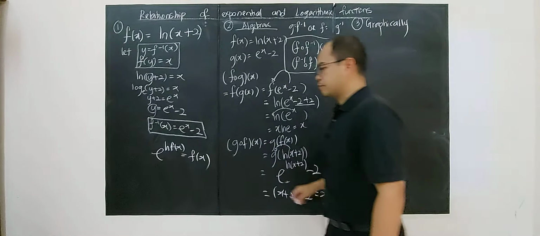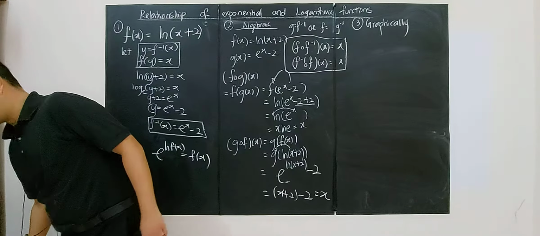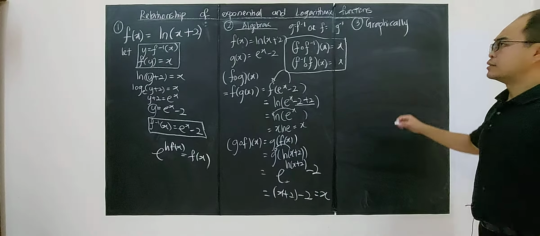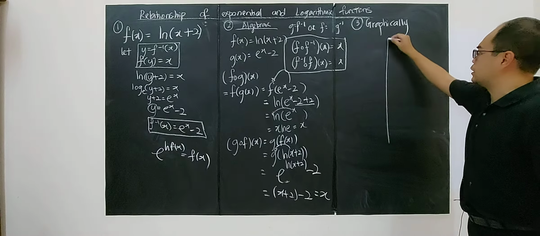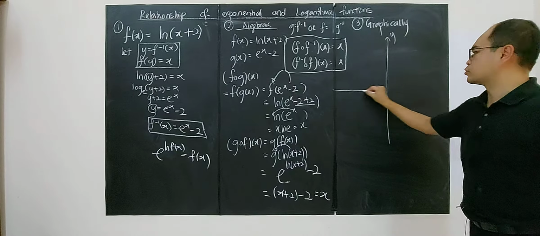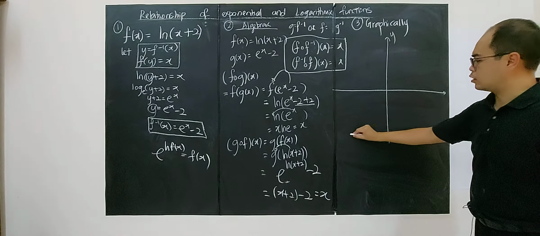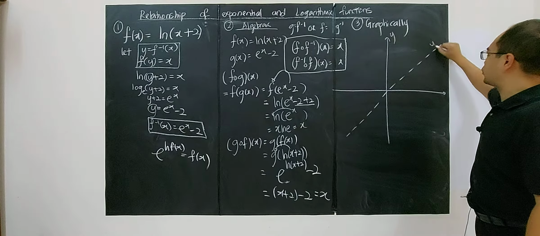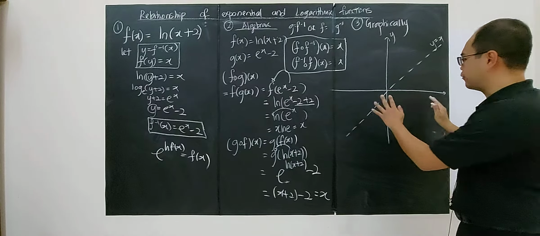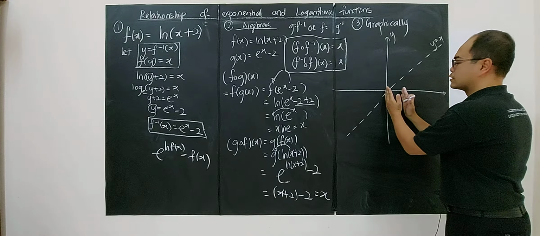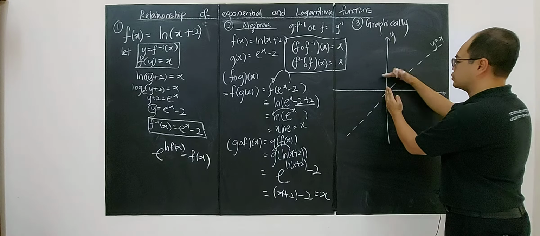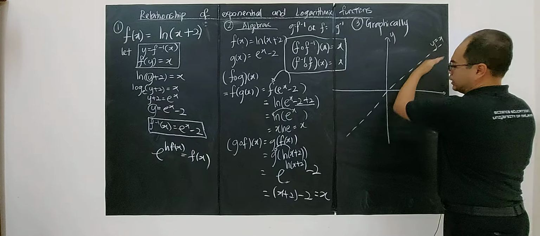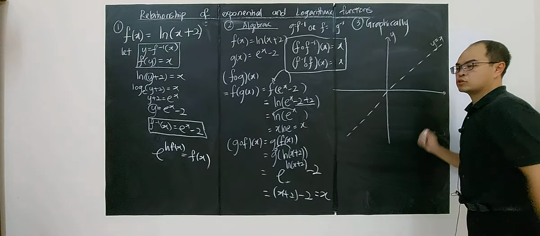Okay, graphically, you have to show that the graph is symmetrical about the line y equals x. So you have to draw the graph y equals x, using a ruler or graph paper, and make sure that the scale is 1 to 1. The scale is 1 to 1, okay? So then you draw a line y equals x here.